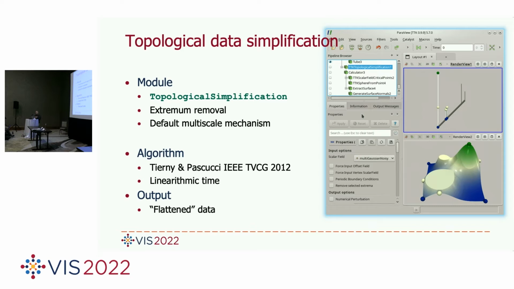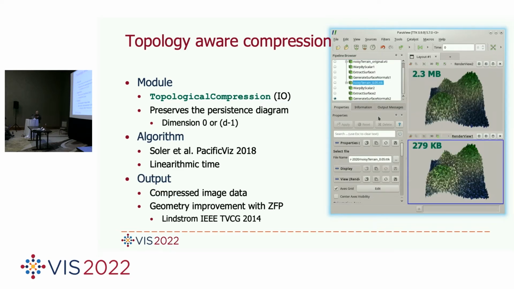In addition to all of this, we can take those features and use them to rebuild the data set directly, in a way that allows the data set to be more compact. This allows us to do what I would call topologically aware compression. And here you're seeing an example of how that works.